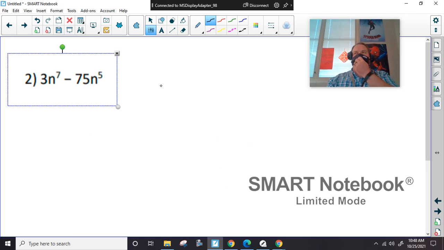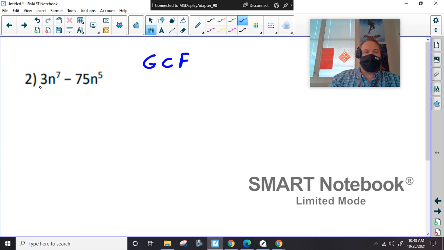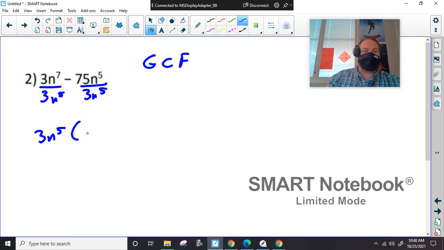All right. So, somebody said, oh no, how do we do the next one? Well, let's think about it. Let's start with the GCF. What is the biggest number that we can take out of 3 and 75? What is the smallest exponent between 7 and 5? So we divide this out. We're left with n to the second power. 75 divided by 3 is 25, and the n's go away.